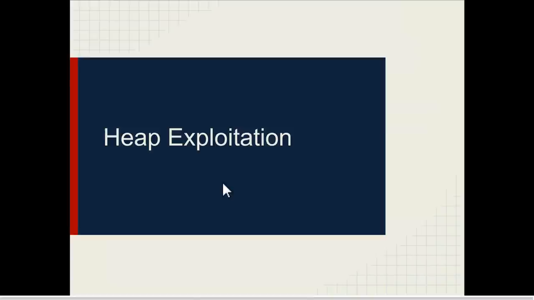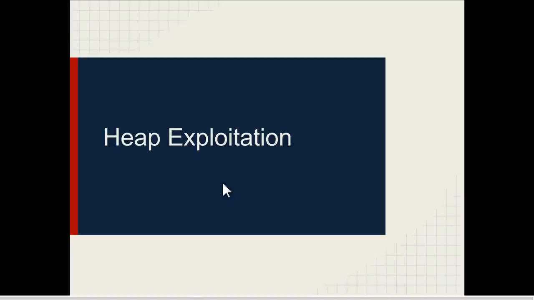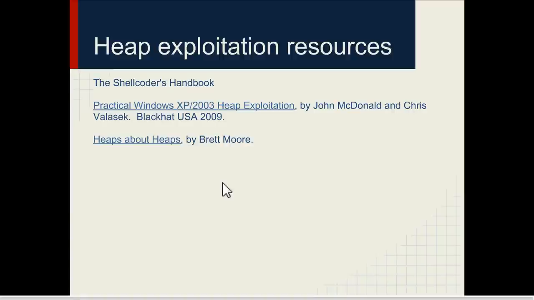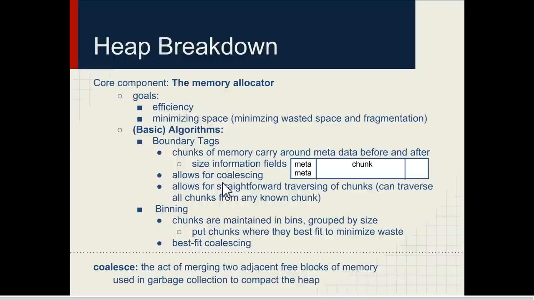So I briefly mentioned that if you point the exception dispatcher for the SEH handler to the heap, it will still execute. Which brings us to heap exploitation. These are some good resources. I gotta go a little quicker. And essentially, to exploit heaps, you have to understand the memory allocator. The goals of memory allocator design are basically to make it efficient and to minimize space waste and fragmentation. There are two main algorithms.